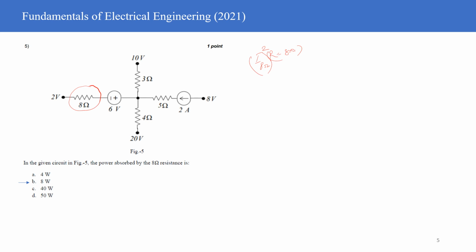So the only thing which is left out, given that I know this particular equation, is the current which is flowing through the 8 ohm resistance, right? So I need to figure out what is I 8 ohm. For this, let me just ask you what should be the easiest method of solving this particular question.